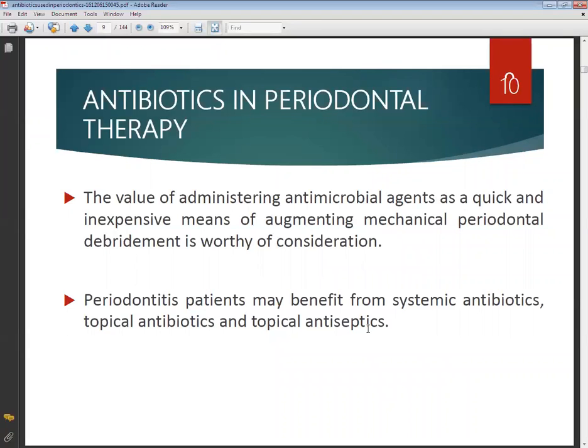The value of administering antimicrobial agents as a quick and inexpensive means of augmenting mechanical periodontal debridement is worthy of consideration. So periodontitis patients may definitely benefit from systemic antibiotics as well as topical antibiotics and topical antiseptics.